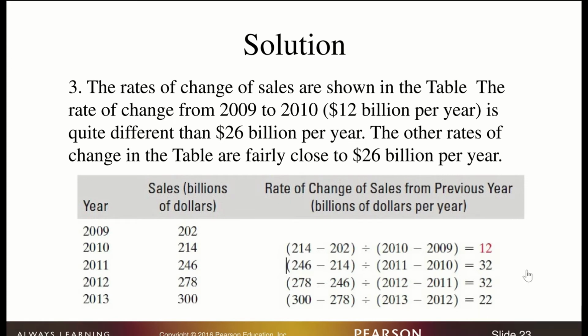So how do they compare to what the model is giving us? Well, this one is a little bit off, right? But notice these come within a reasonable range of 26 billion per year. So that's how the model is doing.